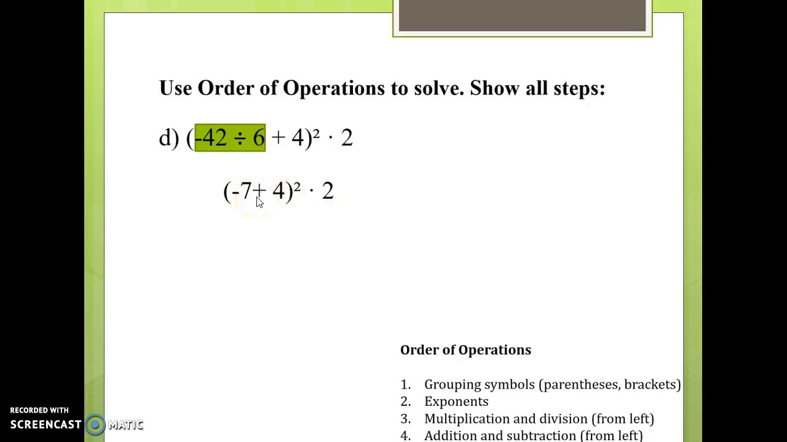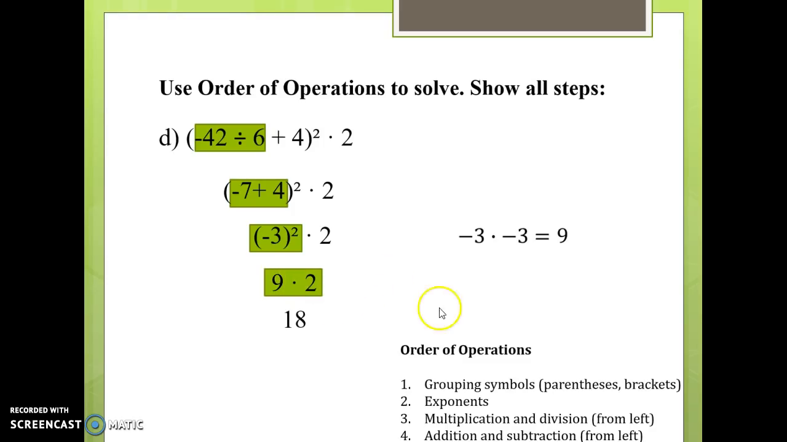We have to solve parentheses because the exponent is outside. Negative 7 plus 4 is negative 3. Copy everything else. Don't forget that exponent. Now we have to evaluate the exponent first. Negative 3 in parentheses and then squared means negative 3 times negative 3, which gives us 9. So that would be 9 times 2. We solve that finally, and that's 18.